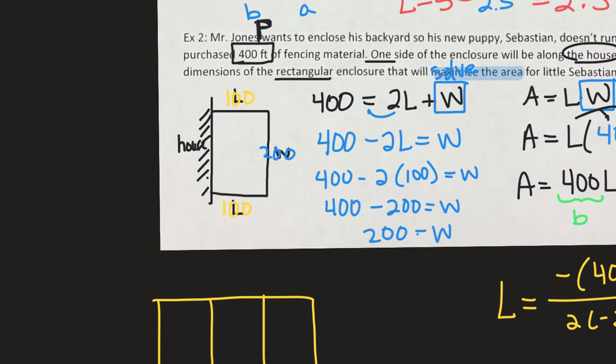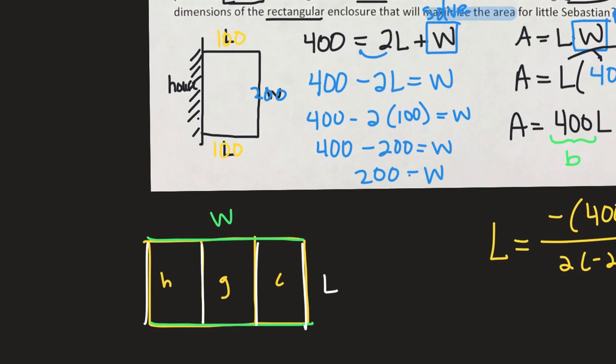Okay, maybe we have 3 different types of animals, and we want to have horses over here, and goats over there, and cows over there. Well, how many sides do we have? We have 2 widths, right, the top and the bottom, but how many vertical pieces would we have? 4 of them. 1, 2, 3, 4. So in this case, your perimeter would be 4 lengths plus 2 widths.